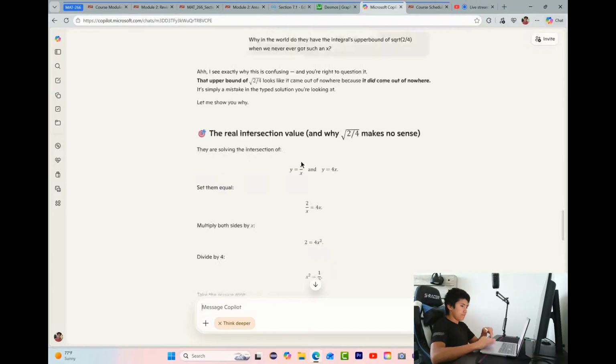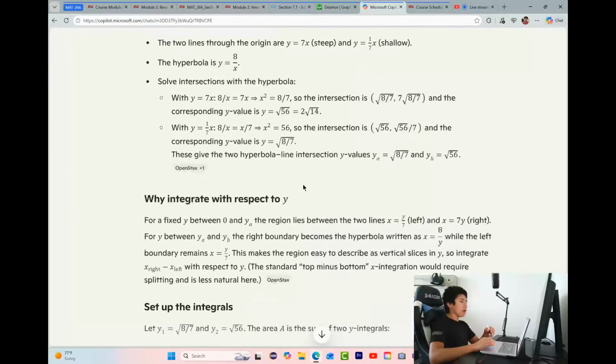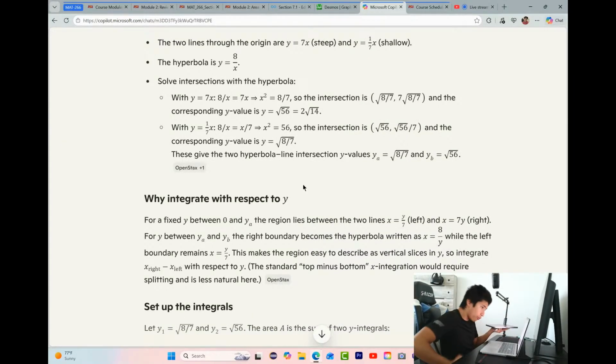I see. These give the two hyperbola line intersection y values. Y sub a equals square root of 8 over 7. So that's a y value. Hold on. Y value, up and down, up and down. So over here in the green line, and then y sub b is square root of 56.